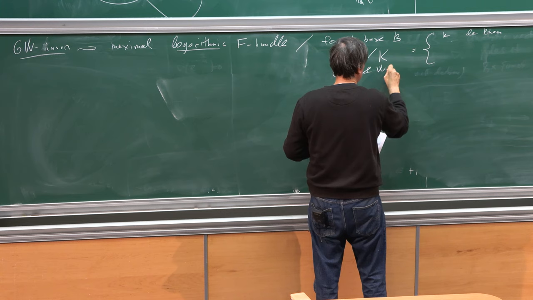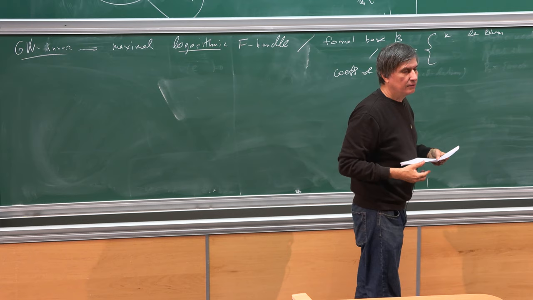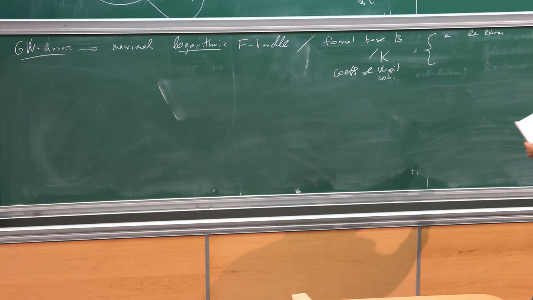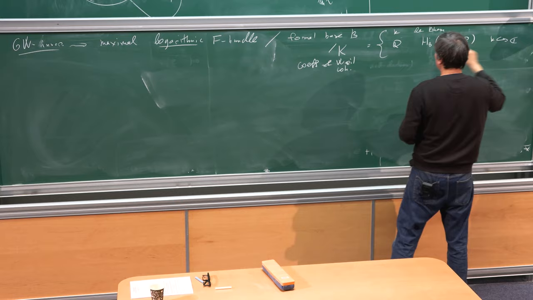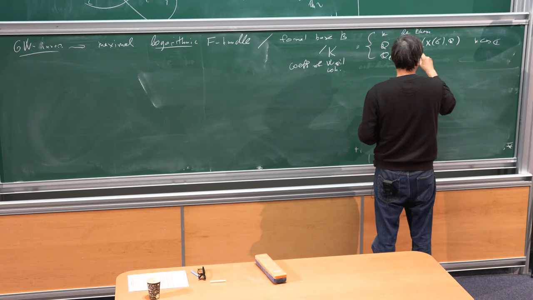Logarithmic means the pole is logarithmic? No, you will see in a second. The base has a logarithmic structure, it has some normal crossing divisor. Okay. This will give de Rham cohomology, when you embed your field into C, or you can consider l-adic numbers, you can consider H et al of X.